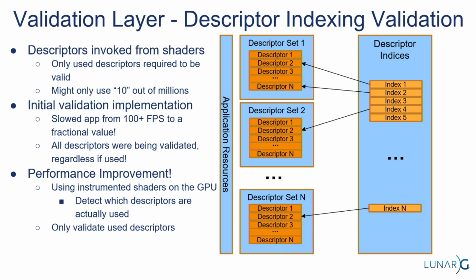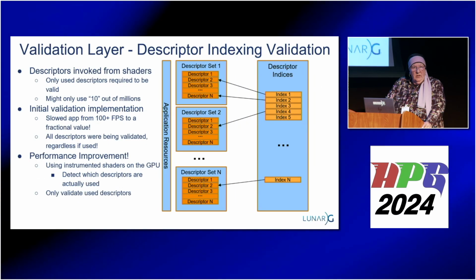that without validation running would run at 100 plus frames per second. This application really took advantage of the descriptor indexing. When validation was turned on, it went from 100 plus frames per second to a fractional value. Well, the problem was we were validating all the descriptors, even if they weren't used. So how could we know that they were used?